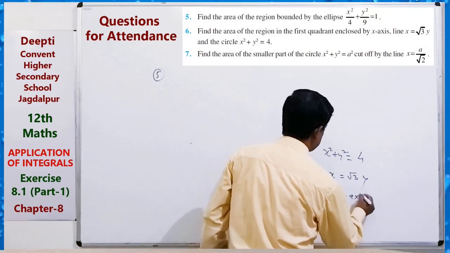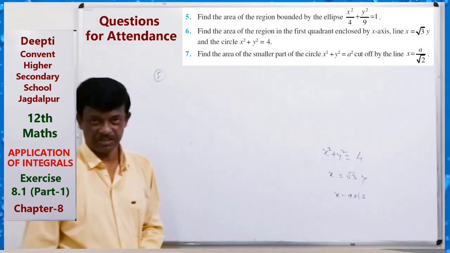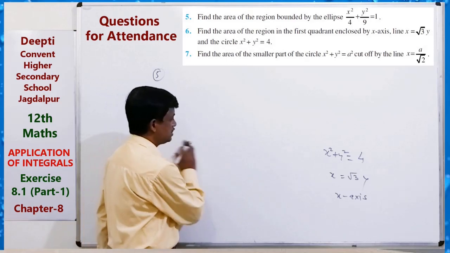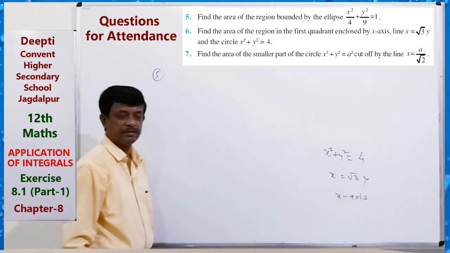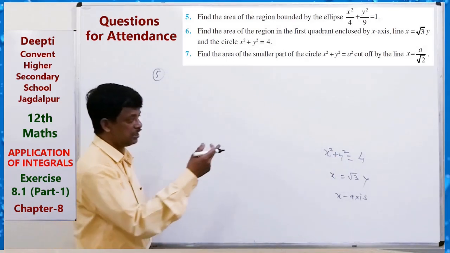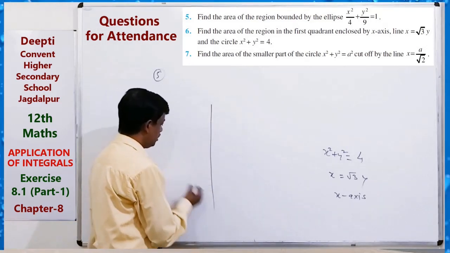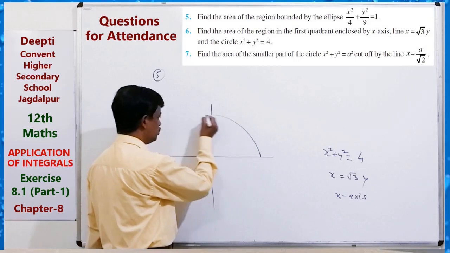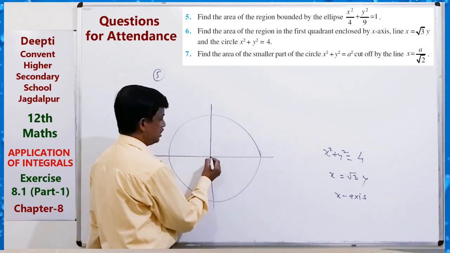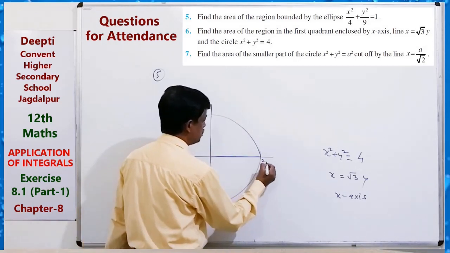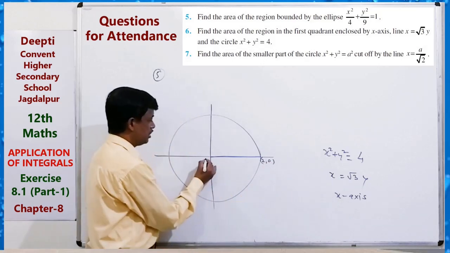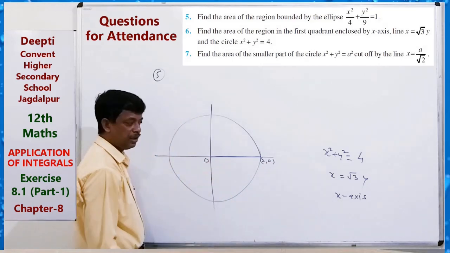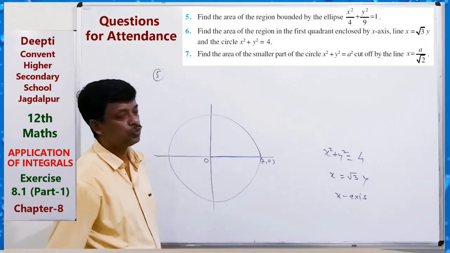X-axis. This is our boundary of the region. So we know this is the equation of a circle having center origin, radius 2. So we can draw a diagram like this. Radius is 2, so this is 2, this is (2, 0). Okay, origin, (2, 0), and the line x equals root 3 y.